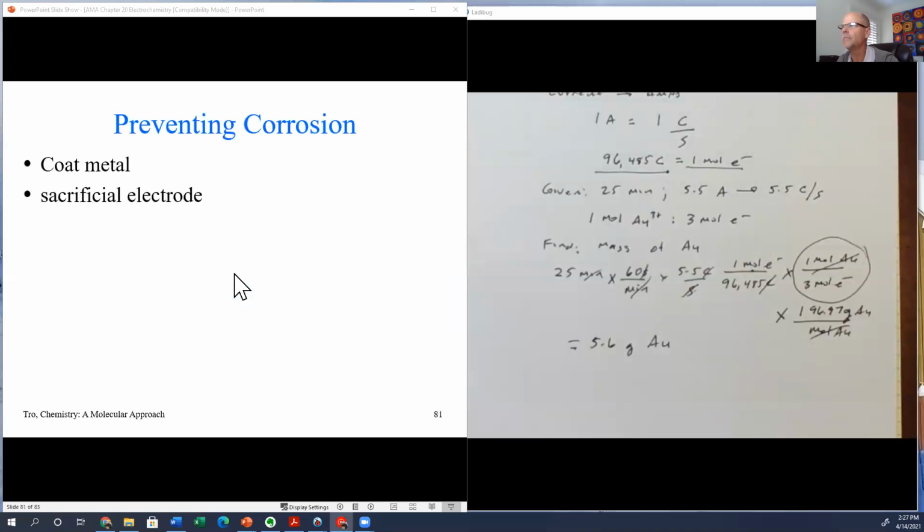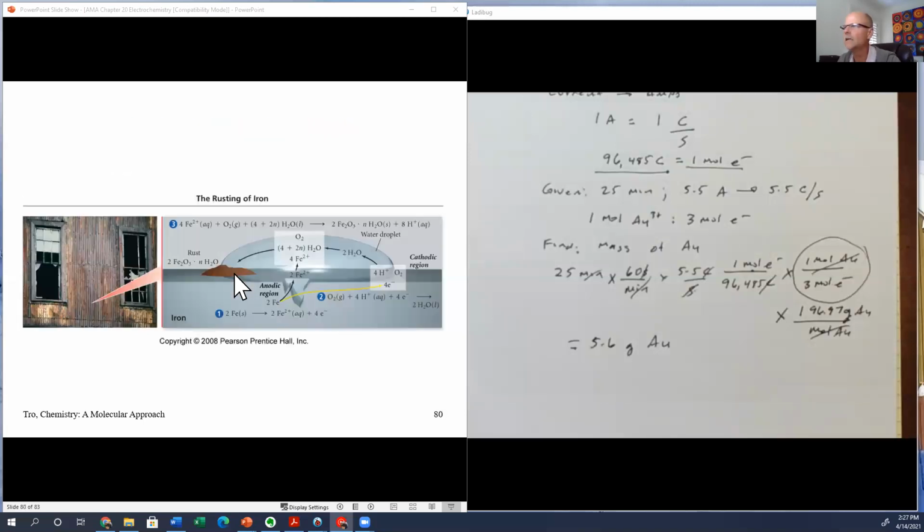You can prevent corrosion in a couple of ways. Notice that you need to have water present for corrosion to happen, and you also need the conduction of electricity. That's why salt enhances corrosion, because salt makes the water more conductive. Sorry about that.